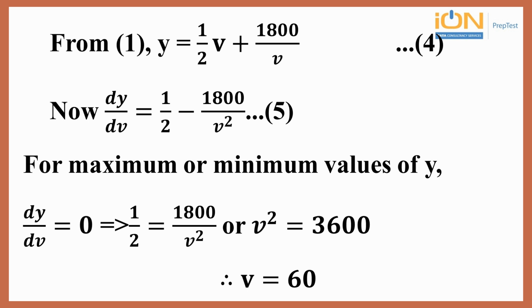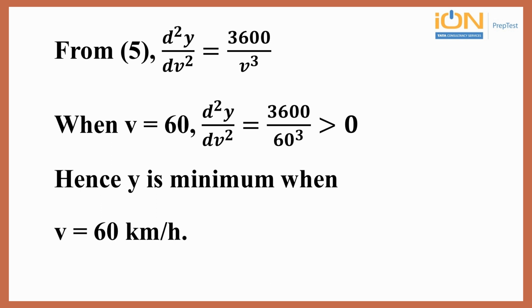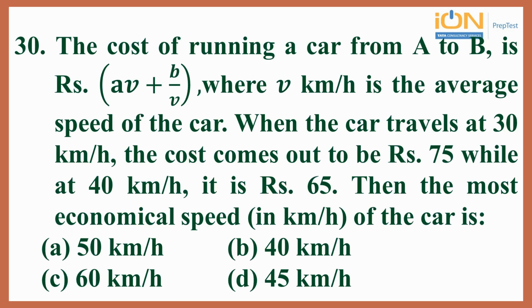So we have to find the critical points, find out the points where the derivative becomes 0, dy by dV is equal to 0, and that turns out to be V equal to 60. So at that point, that is V equal to 60, we find that d square y by dV square is a positive quantity, which means that at V equal to 60 kilometers per hour, the y value will be minimum, and that is the cost would be minimum at V equal to 60 kilometers per hour. Hence, the right option is C.